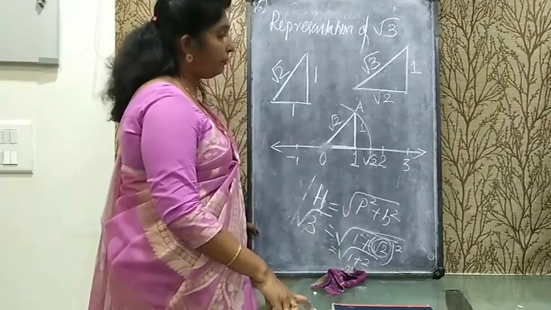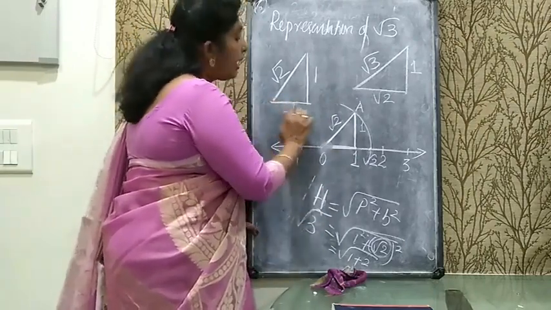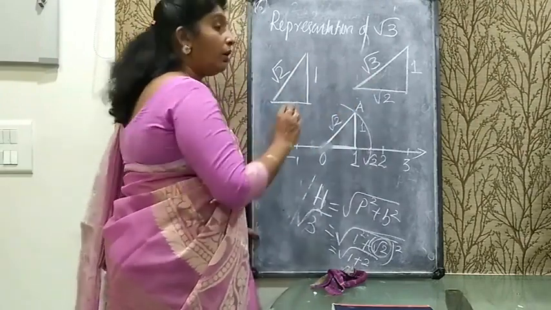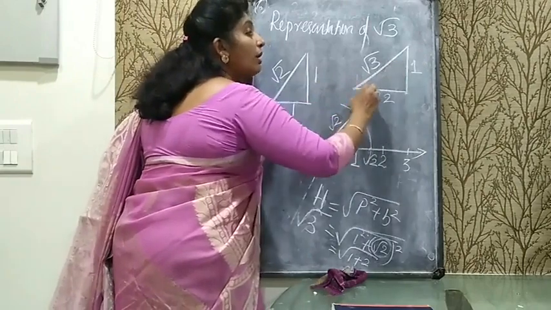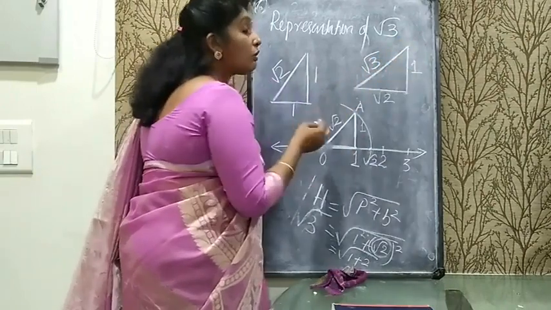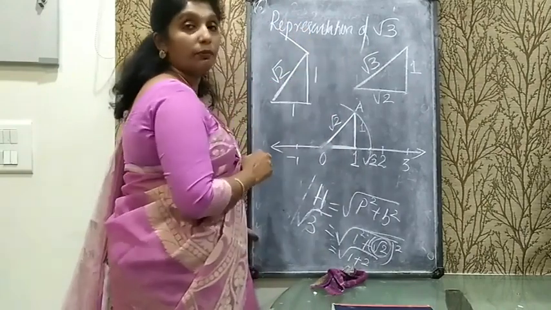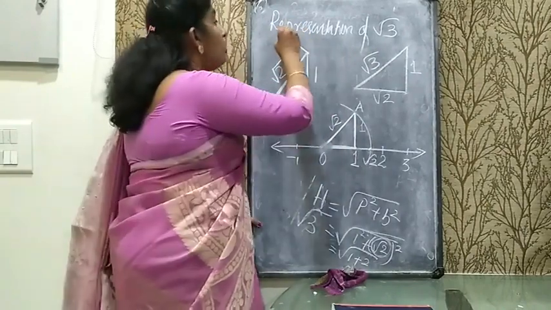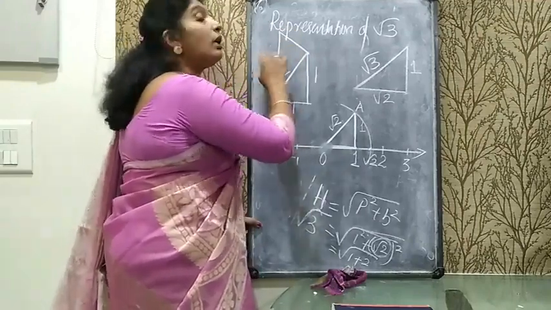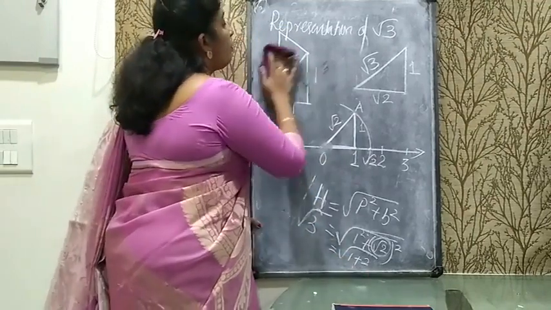Once again I will repeat. Already we drew root 2 here. I will depend on this root 2 for drawing the next, root 3. So here we have to draw a right angle triangle whose base is root 2 and the perpendicular is 1. So base is root 2, already it is here, and the perpendicular of 1 unit we have to draw here. Then you need to join in this way. Then automatically this length will be root 3. Okay? So I am going to construct.